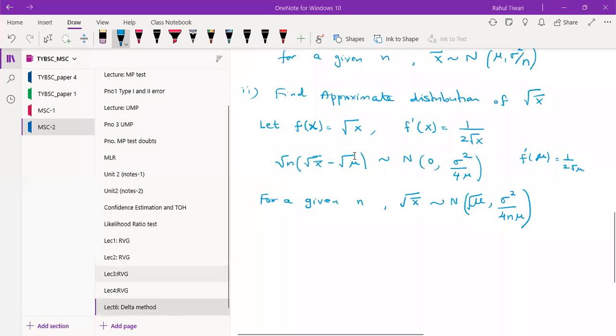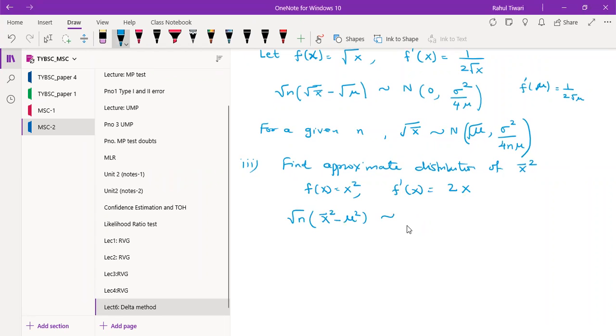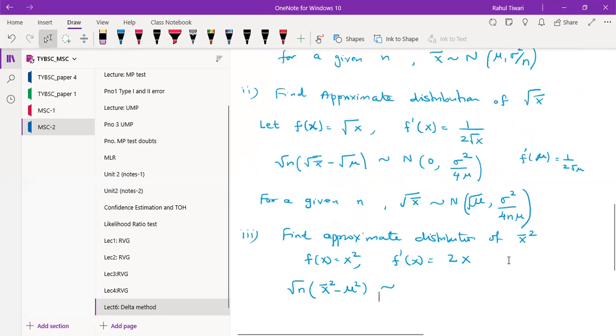Can you find the third part here, which is to find the approximate distribution of x bar square here. Just try for this. What would it be? So here we're considering the function is x square. The first derivative one can get here is 2x. So the distribution of x bar square will follow, just a second, this you can take with distribution, having the distribution with this.